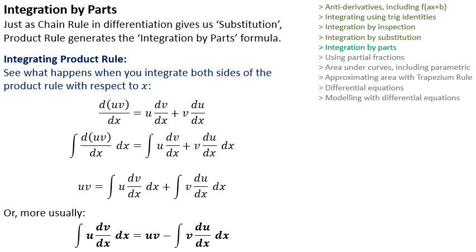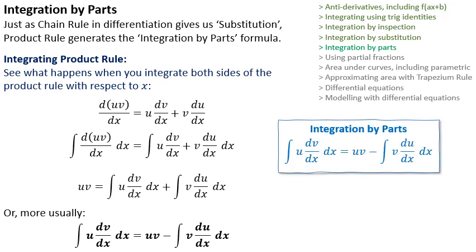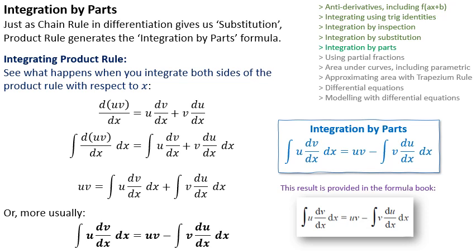And what parts does for us is allow us to split it into its component pieces and recombine it in such a way that we don't completely evaluate the integral, but what we do is convert it into a form that is a bit different. So instead of u and dv by dx inside the integral, we have v and du by dx. This is the integration by parts formula. And you'll be pleased to hear it appears in the formula book in exactly the same format that we've got here.